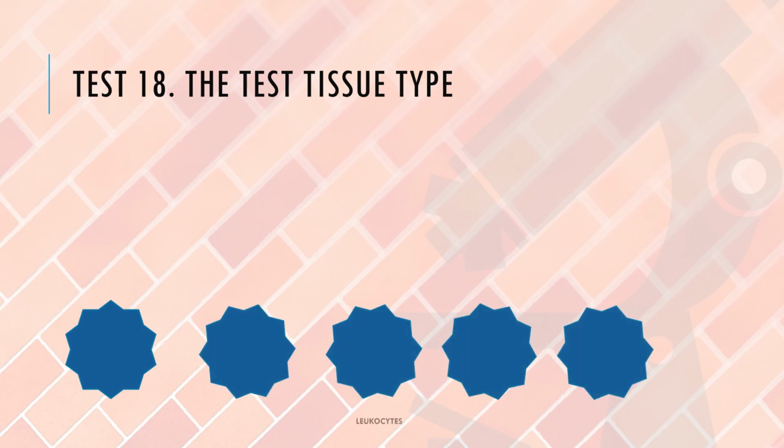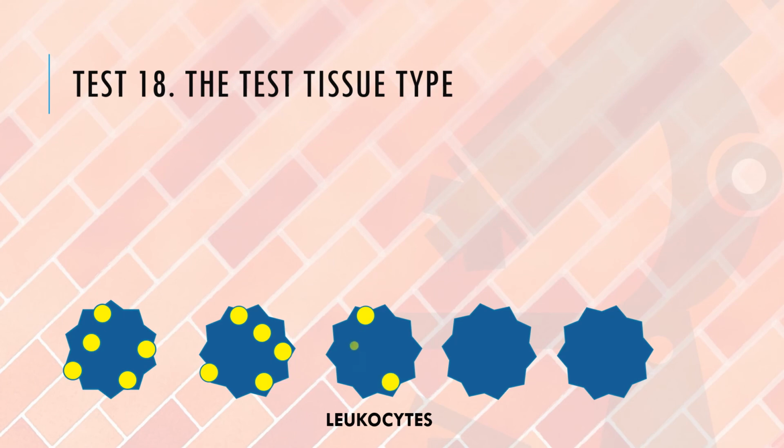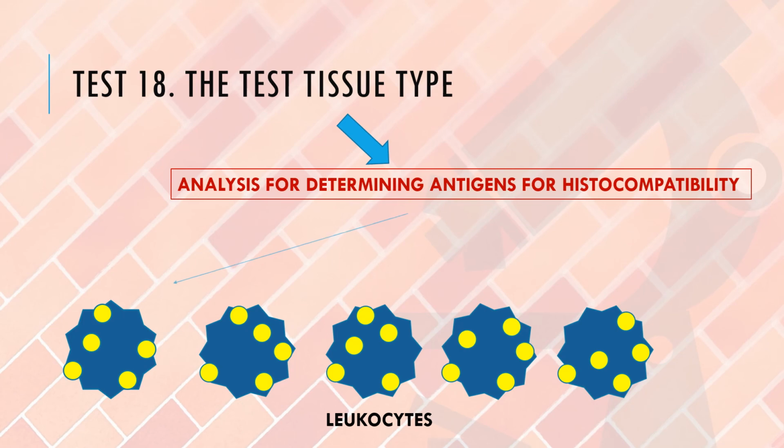Test 18. The tissue type test. Identifying the type of tissue is an analysis that is done on leukocytes and consists of determining antigens for histocompatibility, antigens that characterize the group of tissue of each person. This analysis is required for people who are in need of organ transplantation, to identify a suitable candidate as well as to identify the possible risk of autoimmune disease.